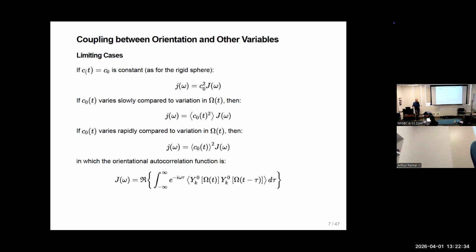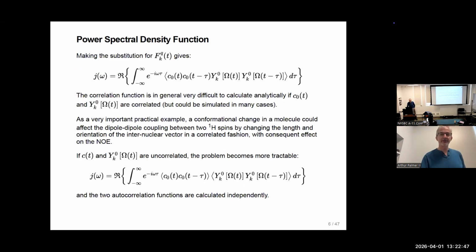Okay, so can we go back a little bit and explain why, in the slow variation of C naught T, we get the average of C naught squared? So we look here at the autocorrelation function for C naught. If its decay is very slow, it never gets very far away from tau equals 0 before the decay due to the Y's is over.